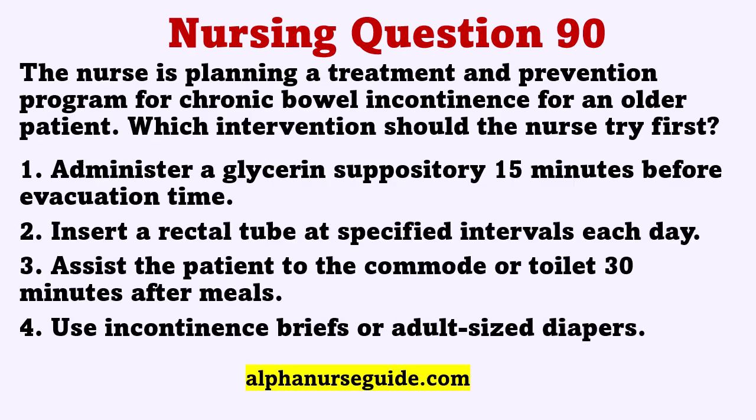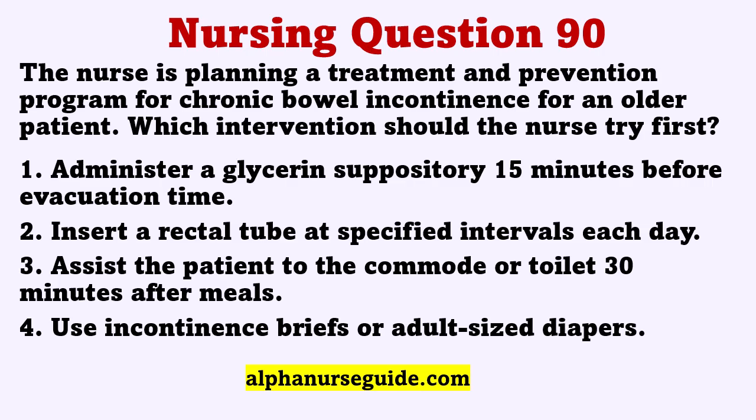colonoscopy. The nurse is planning a treatment and prevention program for chronic bowel incontinence for an older patient. Which intervention should the nurse try first? 1. Administer a glycerin suppository 15 minutes before evacuation time. 2. Insert a rectal tube at specified intervals each day. 3. Assist the patient to the commode or toilet 30 minutes after meals. 4. Use incontinence briefs or adult-sized diapers.